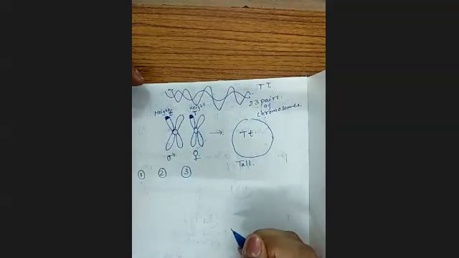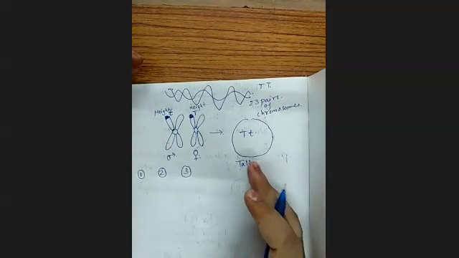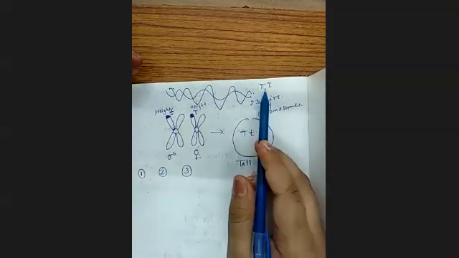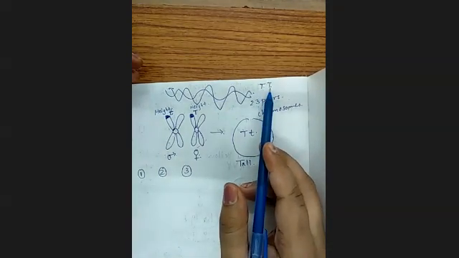Is it clear to you? Yes, ma'am. Got it? Fine. So that is why we write them in doubles. One from father, one from mother.